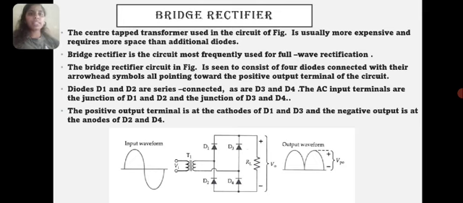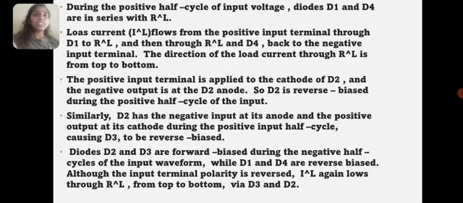Diodes D1 and D2 are series connected, as are D3 and D4. The AC input terminals are the junction of D1 and D2 and the junction of D3 and D4. The positive output terminal is at the cathodes of D1 and D3, and the negative output is at the anodes of D2 and D4.